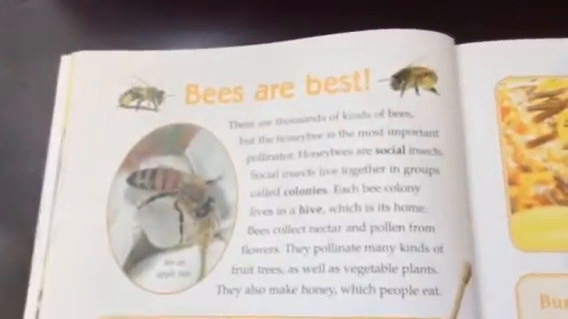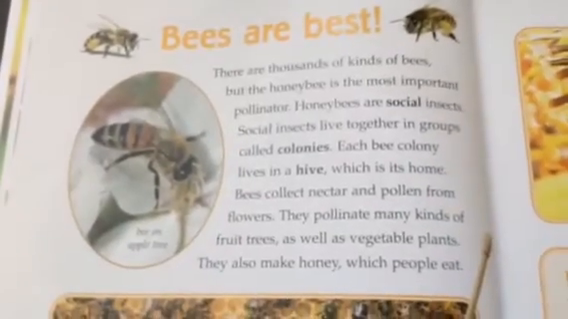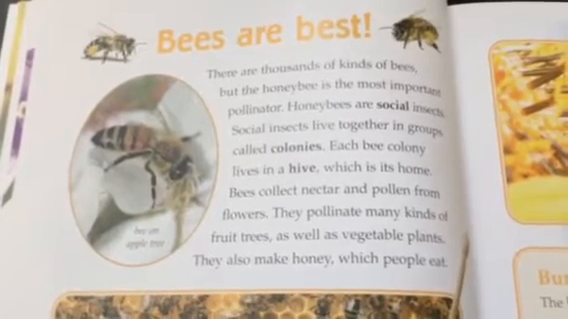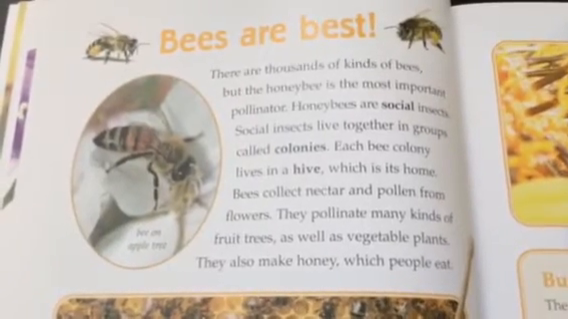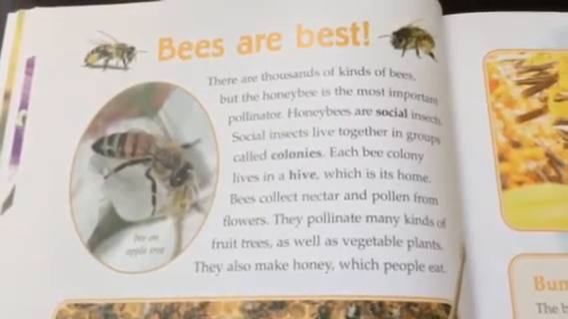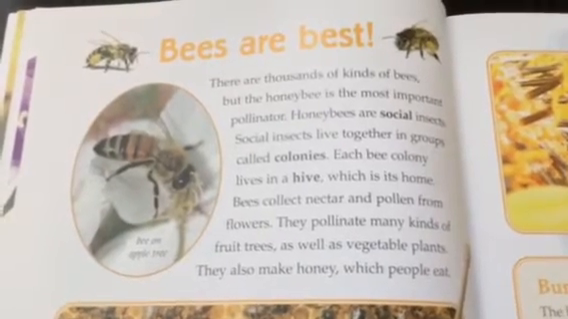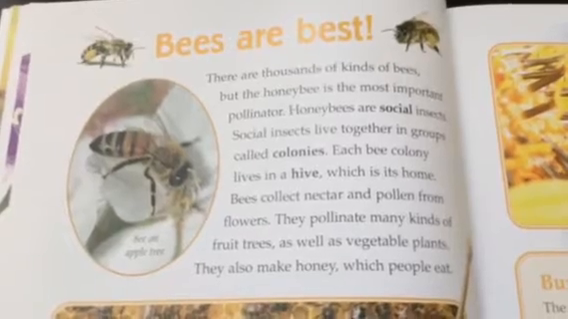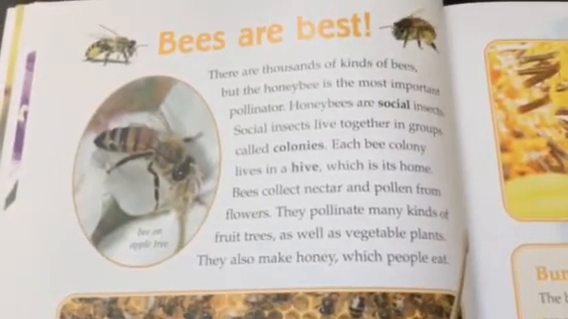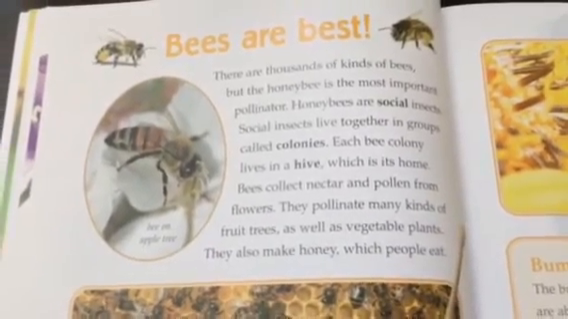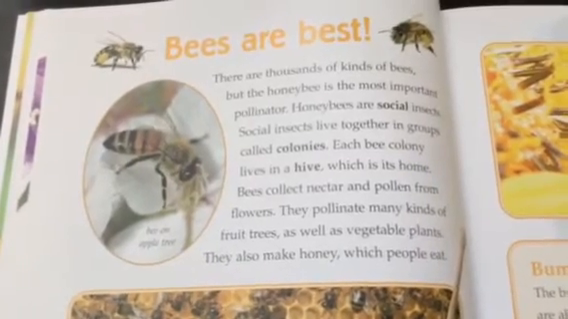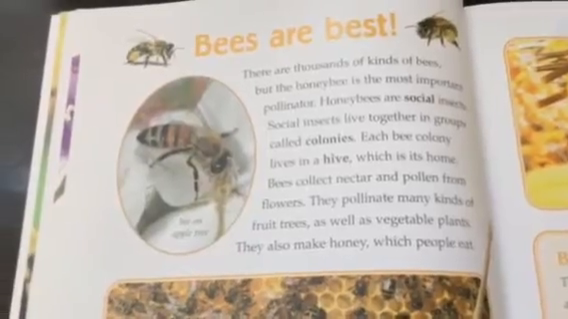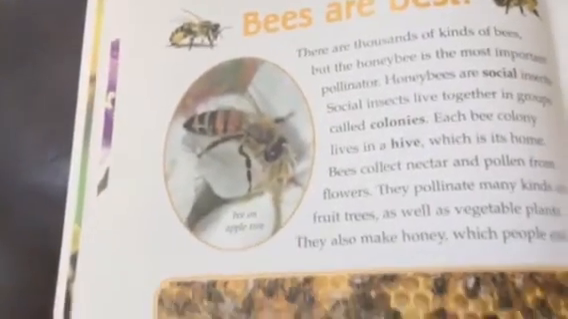Bees are best. There are thousands of kinds of bees, but the honeybee is the most important pollinator. Honeybees are social insects. Social insects live together in groups called colonies. Each bee colony lives in a hive, which is its home. Bees collect nectar and pollen from flowers. They pollinate many kinds of fruit trees as well as vegetable plants. They also make honey, which people eat. This is a bee on an apple tree.